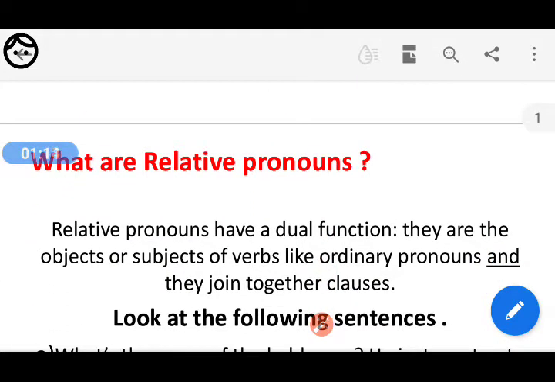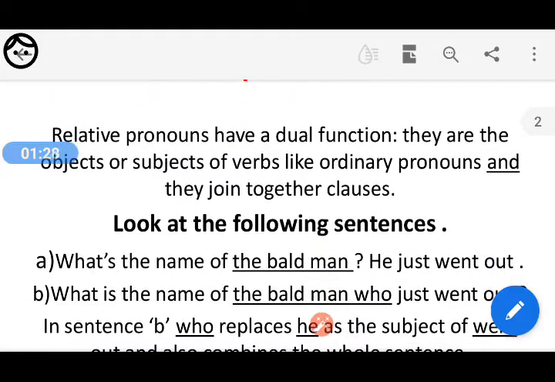So they have a dual function, meaning they have two functions. They can be the objects or the subjects of a verb, like ordinary pronouns, and they join together clauses. Now let us be more vivid and see the following examples. Example 1: What is the name of the bald man? He just went out. You see, these are two sentences.